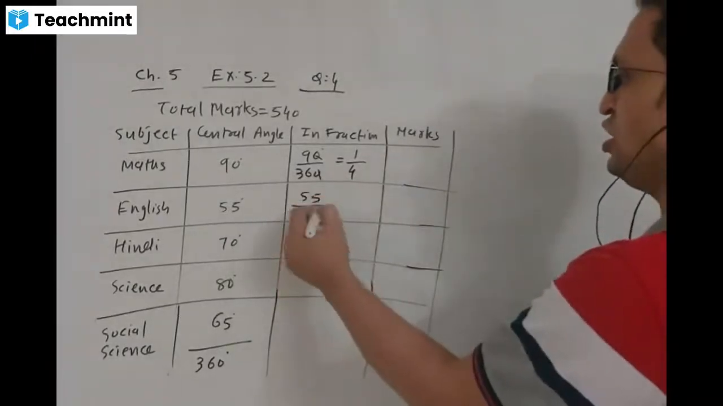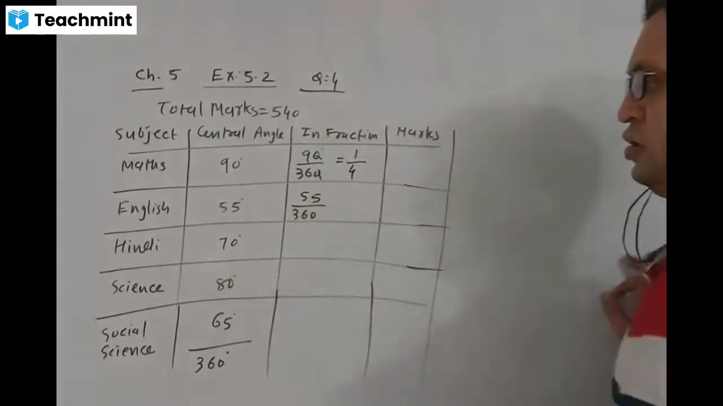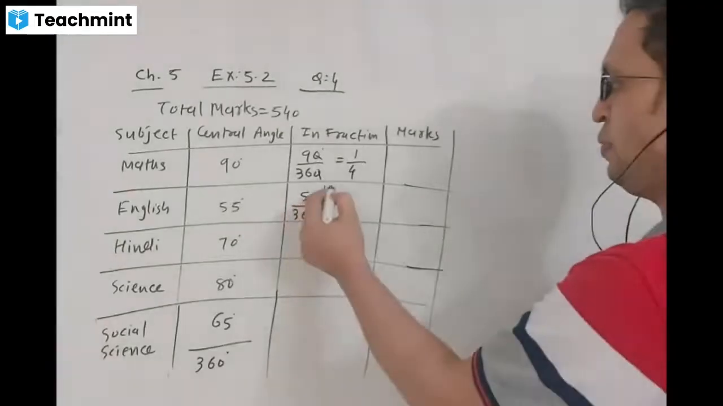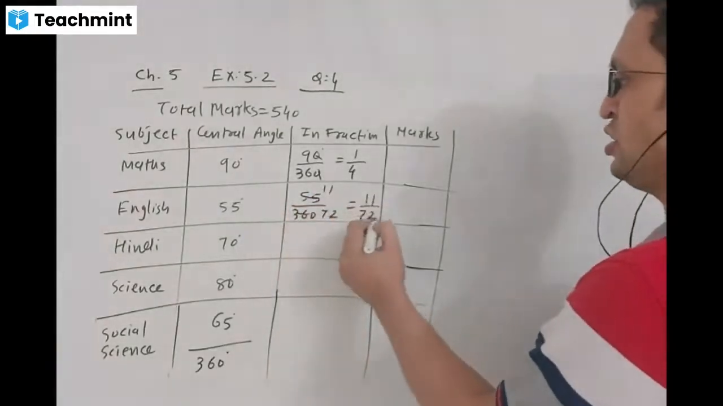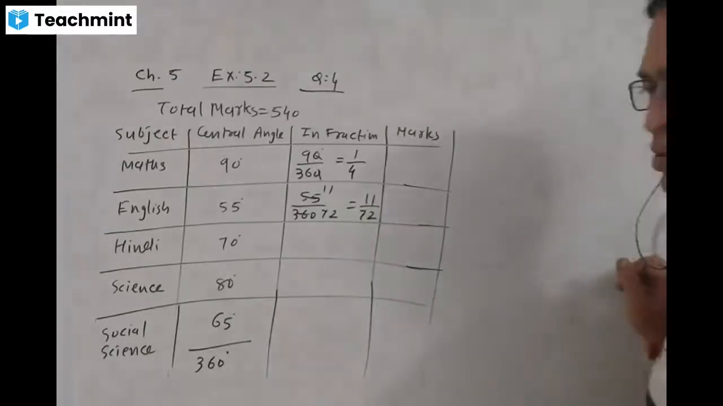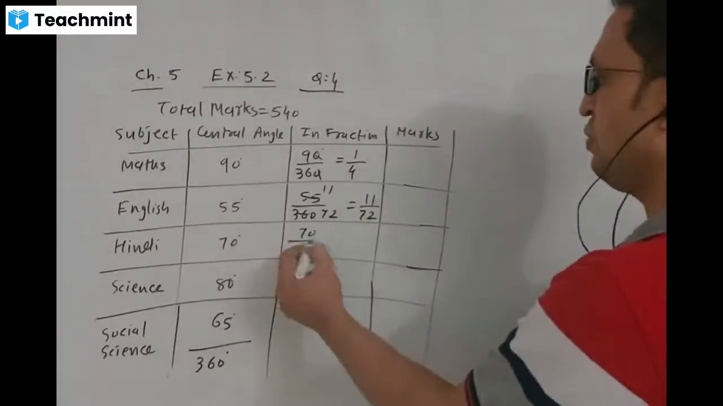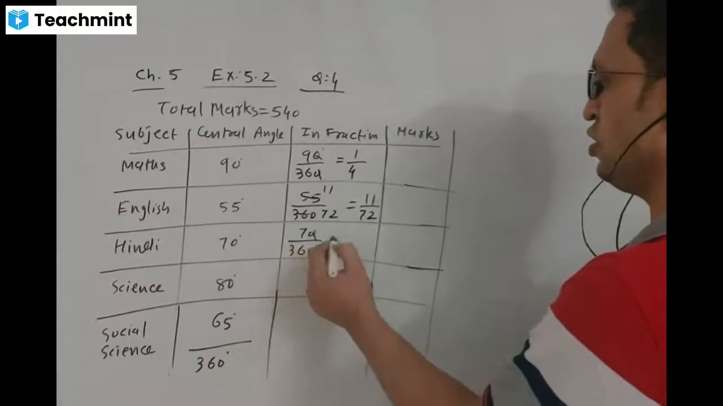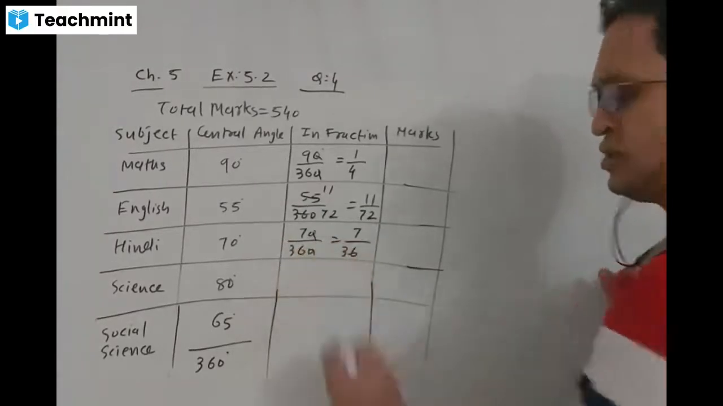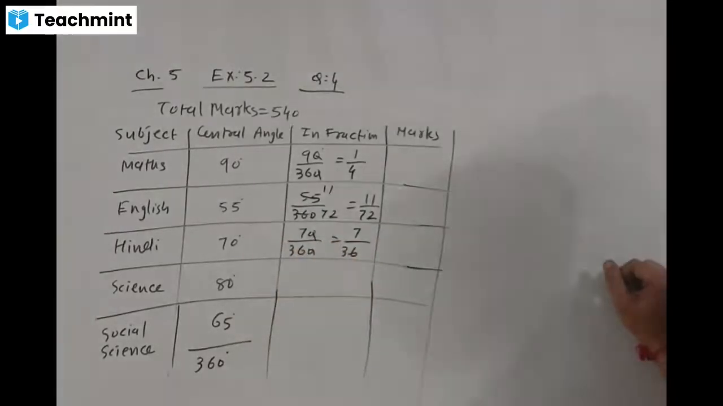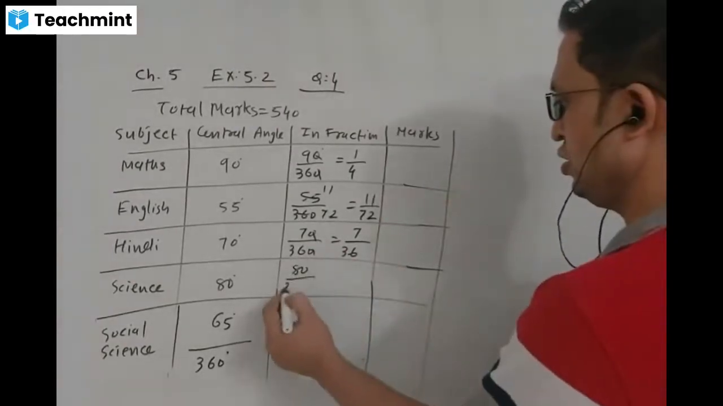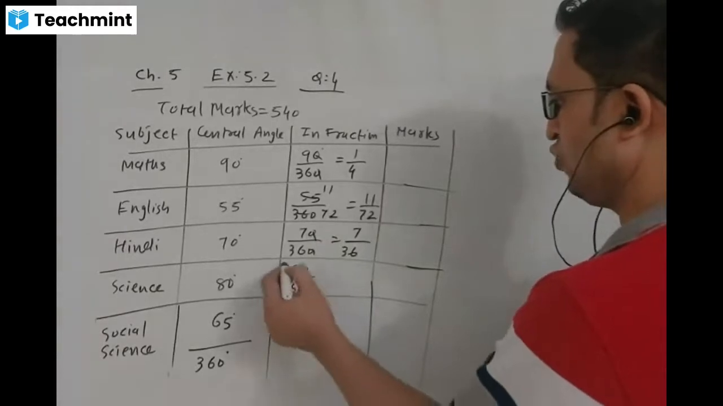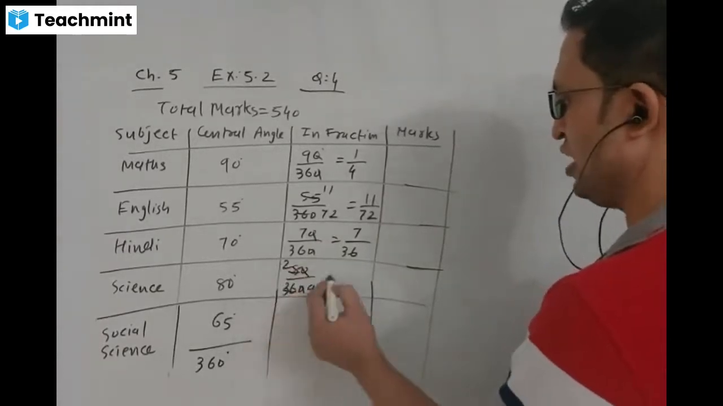55 by 360: 11 fives are 55, 72 fives are 360. That is 11 by 72. 70 by 360: cancel the zeros, that is 7 by 36. Okay, clear? 80 by 360: cancel the zeros, 4 twos are 8, 4 nines are 36.